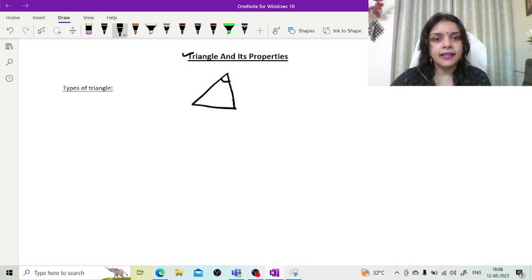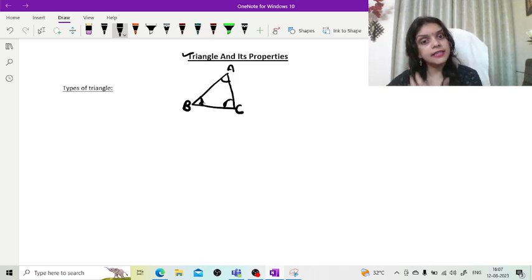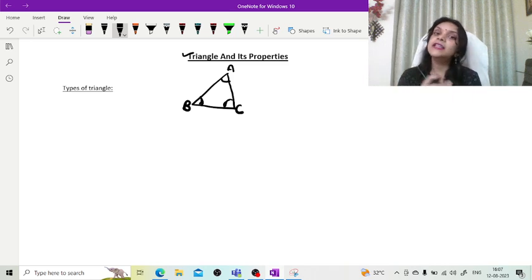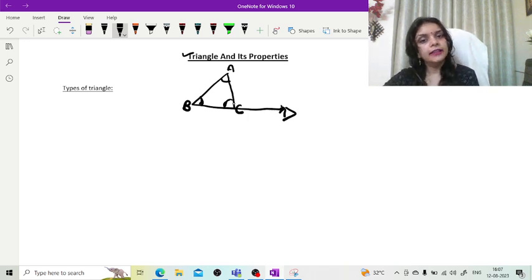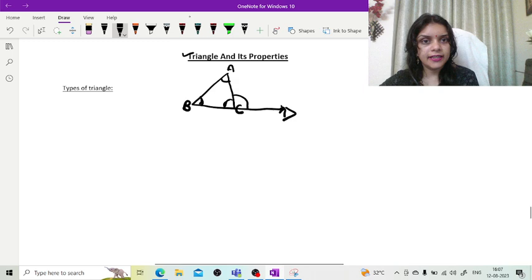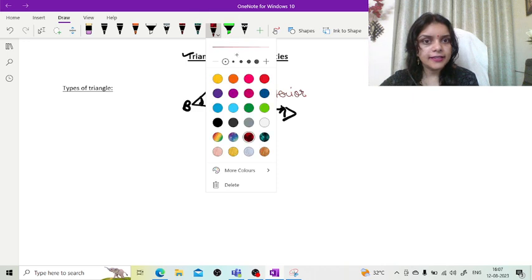So see, there are three angles. Suppose the triangle name is ABC. I am starting with basics, okay? So these are interior angles. Why? Interior angle means inside the triangle, right? And if we are drawing a line from C to, suppose this is the point D, then this angle will be the exterior angle, okay? Fine, that is the exterior angle.